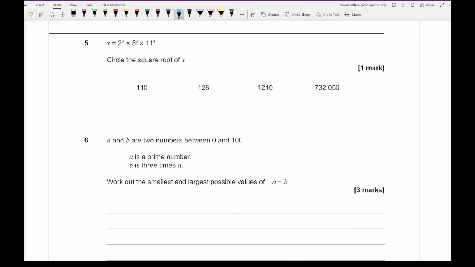Now when we're multiplying, we can just square root each individual thing. So the square root of 2 squared is 2, the square root of 5 squared is 5, and the square root of 11 to the power of 4 is 11 squared. So that then becomes 2 times 5 times 11 squared. 2 times 5 is 10. 11 squared is 121. So 10 times 121 is 1210.